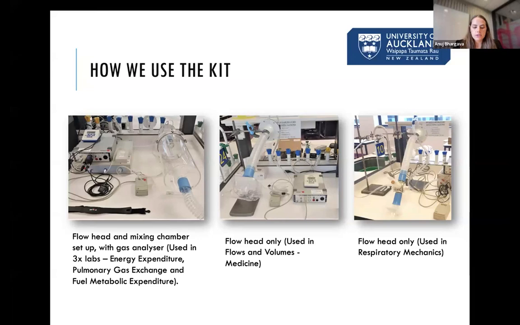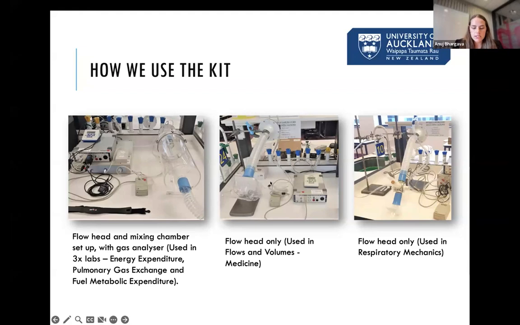So there are 3 different ways that we've used the equipment in our labs. The first picture here on the left, we use the mixing chamber and flow head with the gas analyzer. And the long tubing is used here as well with the respiratory mask. And this setup is used in 3 different labs.